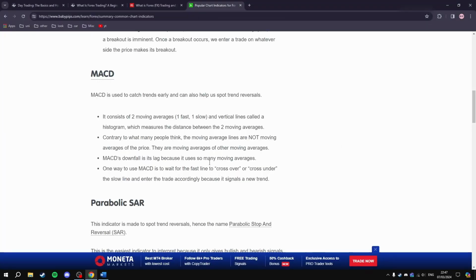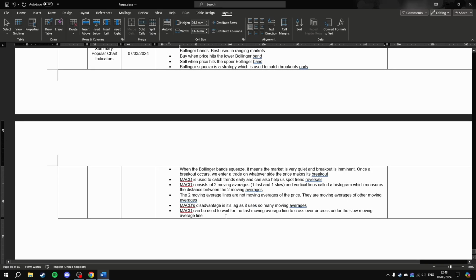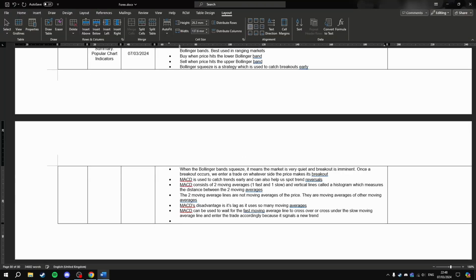One way to use MACD is to wait for the fast moving average line to cross over or cross under the slow moving average line and enter the trade accordingly, because it signals a new trend.